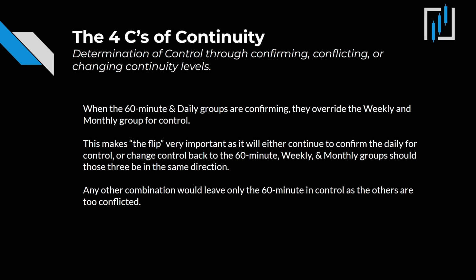This makes the flip important, as it will either continue to confirm the daily for control, or change control back to the 60-minute, week, and month groups, should those three be in the same direction. Any other combination would leave only the 60-minute in control, as the others are too conflicted. And what that means is, let's say the week, month, and day are all red and the 60 goes green. You are very conflicted because this is the only thing in control. It's the only thing going up at that point.